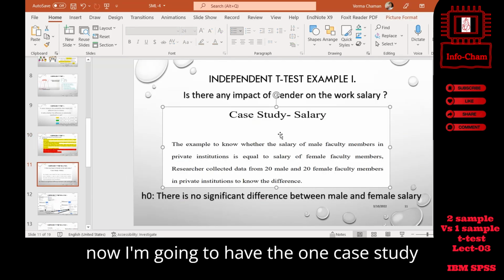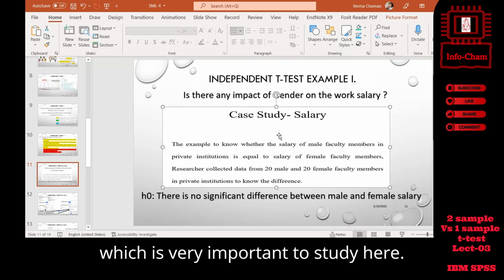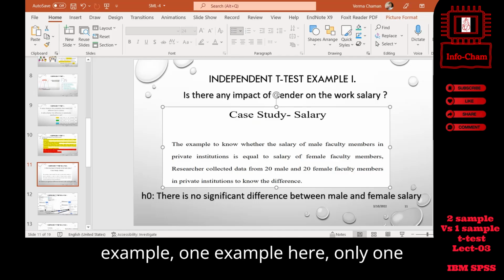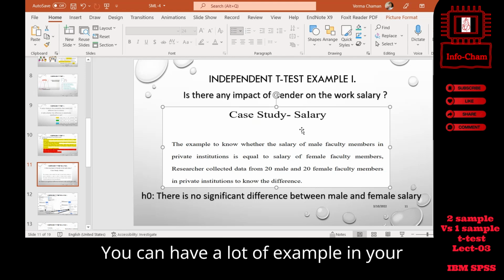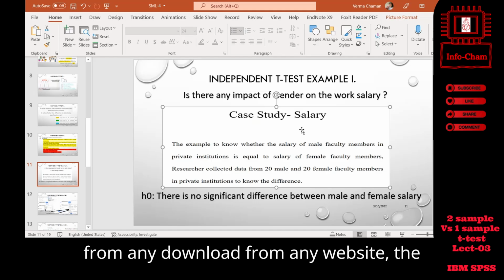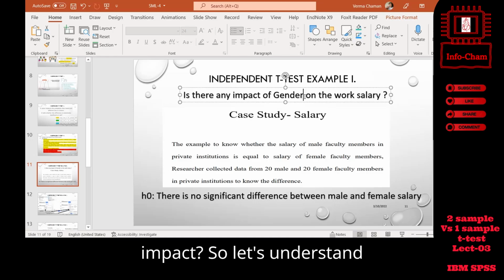Okay, now I'm going to have one case study, which is very important to study here. So have a look. Independent t-test example, only one example in this session I will consider. You can have a lot of examples in your real life, a lot of data. Please think. You can download from any website, Kaggle, a lot of websites, you can download any data. So is there any impact?